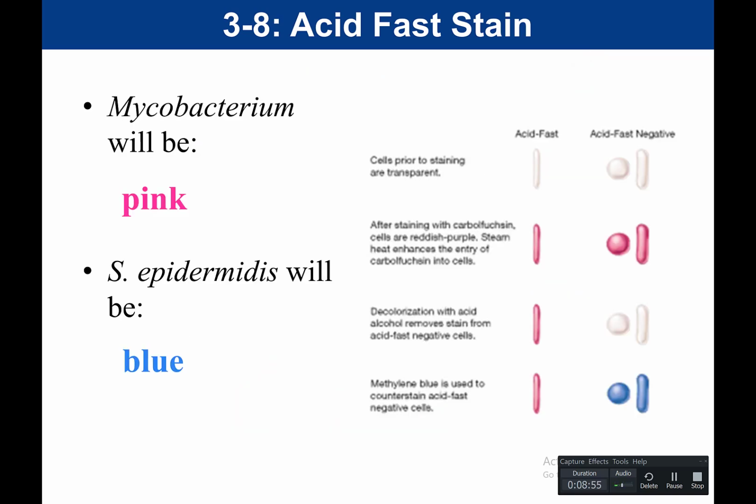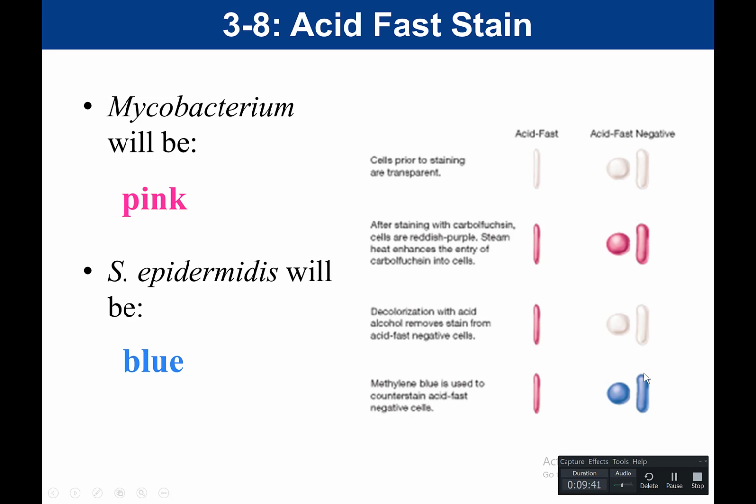You should, however, be able to tell me what acid-fast positive bacteria and acid-fast negative bacteria would look like given these different steps, right? So initially when we add the carbolfuchsin, both cell types are going to stain pink because the carbolfuchsin is going to get into the cell. Then we decolorize, and when we decolorize, acid-fast positive will retain the carbolfuchsin. Acid-fast negative will lose their stain and become colorless at this point, which is why we need our methylene blue, because the methylene blue is our counterstain and it's used to stain the acid-fast negative.